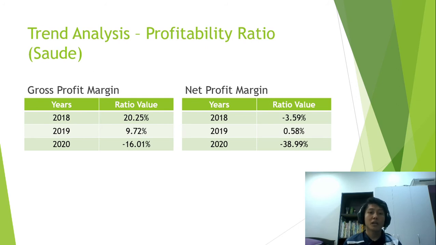Next, Saudee Group Berhad's net profit margin for 2018 and 2020 shows a poor performance. This is because the company suffered great net loss, especially in 2020, except in 2019. It means that the money the company makes from selling a service is not enough to cover the cost of production and selling this product and service.